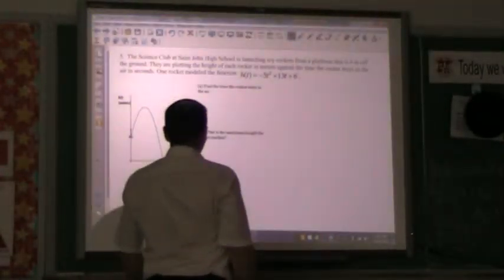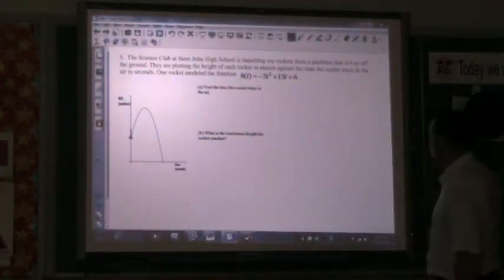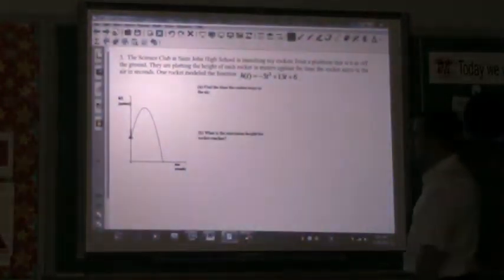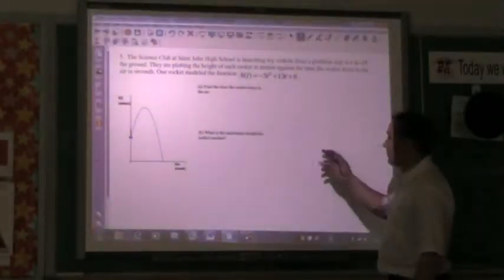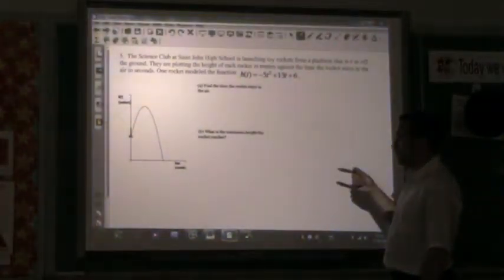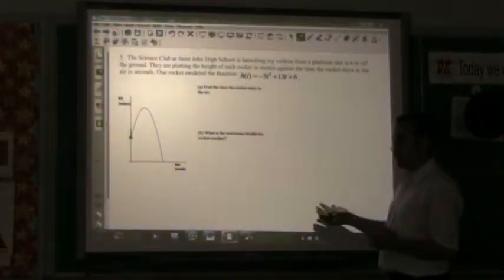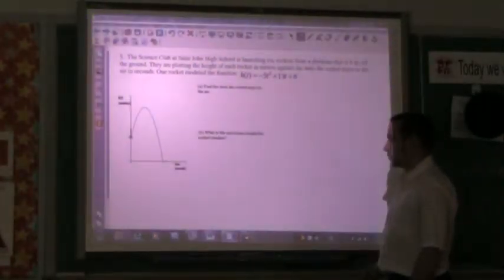All right, one more. So here we have quadratics. These are the most common types of quadratics for exam questions where you've got a real life situation. They're asked about maximum height or the time at which a maximum occurs.